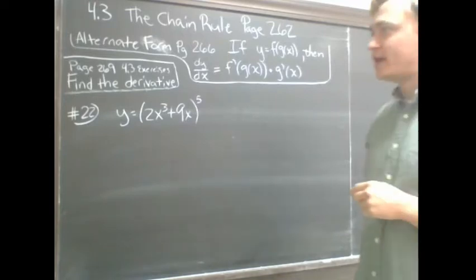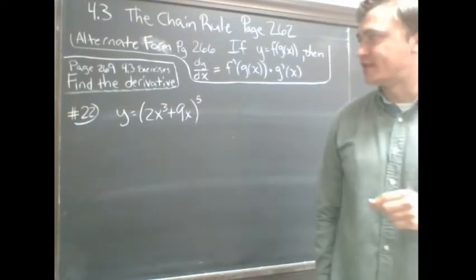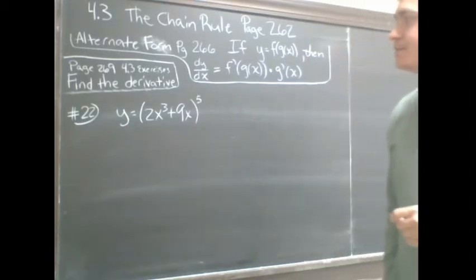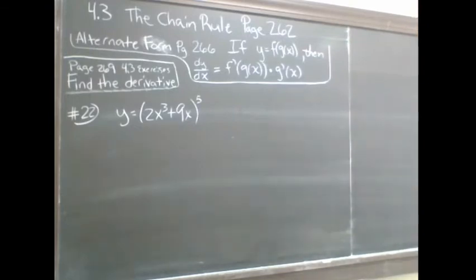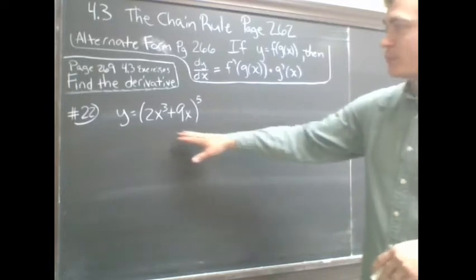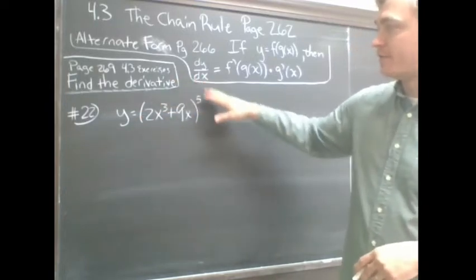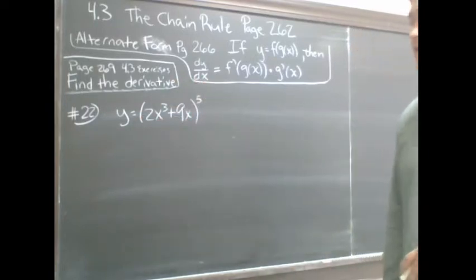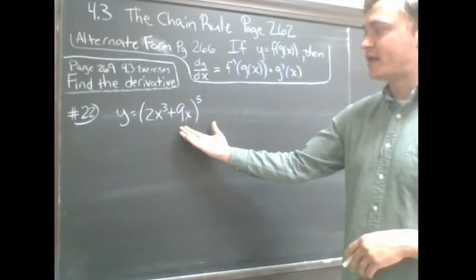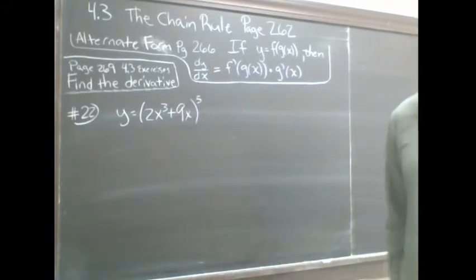Now let's think about that with our example from page 269, 4.3 exercises. For number 22 here, we're being told to find the derivative. It says for our following function, we have y equals, notice we're taking the fifth power of the quantity 2x cubed plus 9x. So here we have the quantity 2x cubed plus 9x, and all of that is raised to the fifth power.